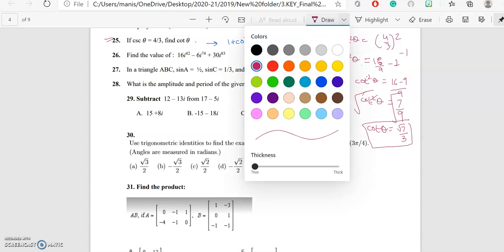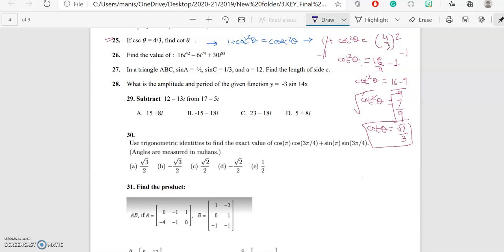But I'm doing question number 29 for you. A little bit I will do. It says subtract this number from this. So what technically it means is you will write this first of all: 17 minus 5i minus, and this is your 12 minus 13i. Now keep in mind you have to use the distributive property of multiplication for this part over here. So it will look like this: 17 minus 5i minus 12, but this minus with minus will make it plus 13i. So 17 minus 12 gives me 5, and negative 5i plus 13i gives me what? Positive 8i. Do you see any answer choice which looks like this? Yes, option choice D is the correct answer for this question.